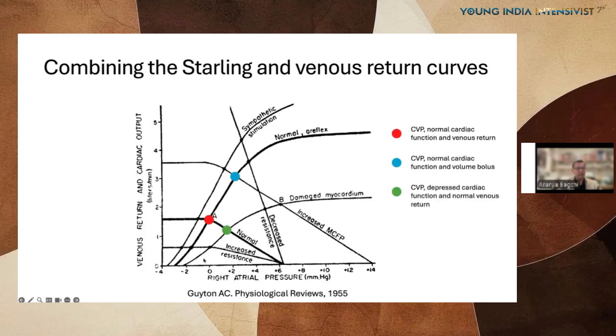Now, if you've got heart failure, you're now on a different Starling curve, on a lower, right-shifted, flatter one.